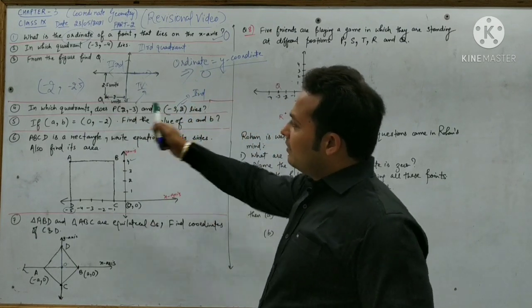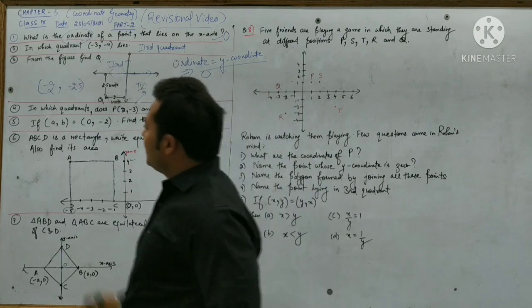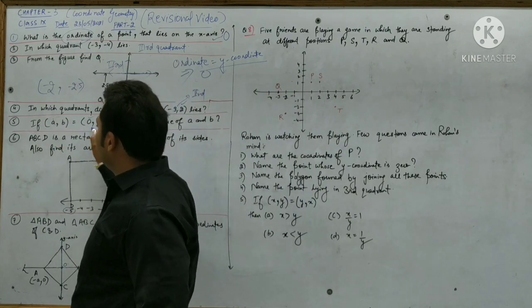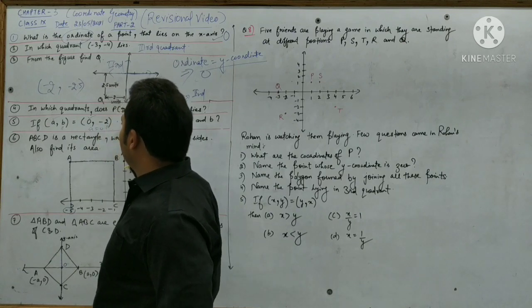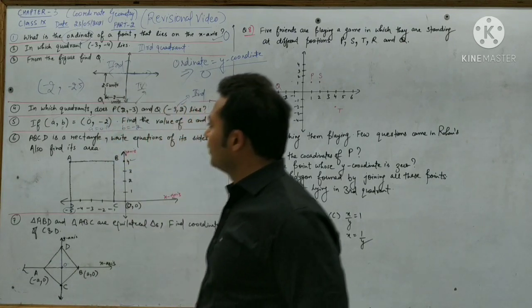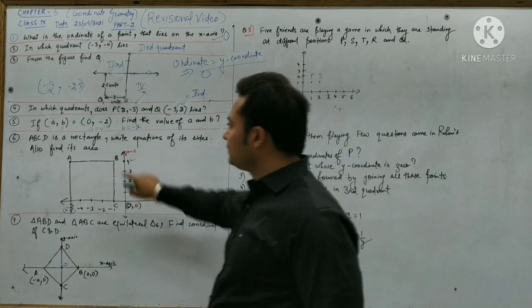We are to calculate the values of A and B. See, by comparing these ordered pairs, the value of A will be 0 and the value of B will be -2. Okay, it's very simple.